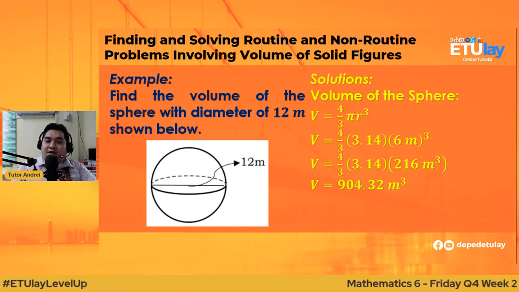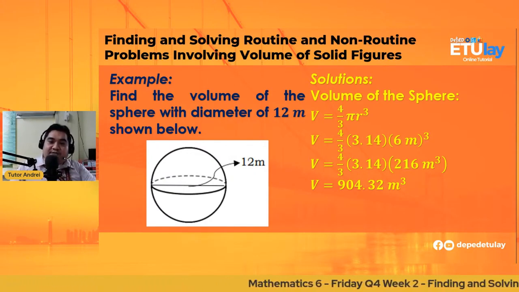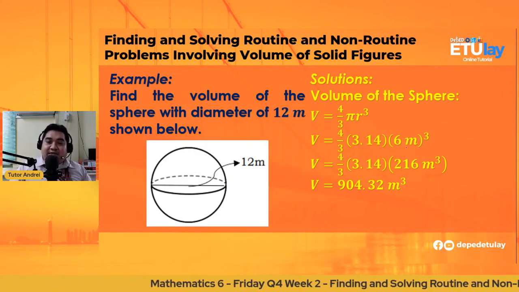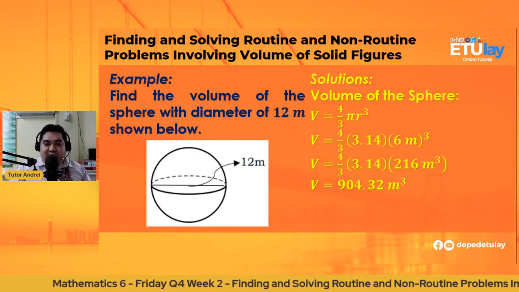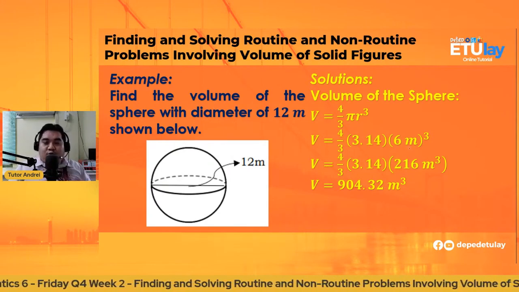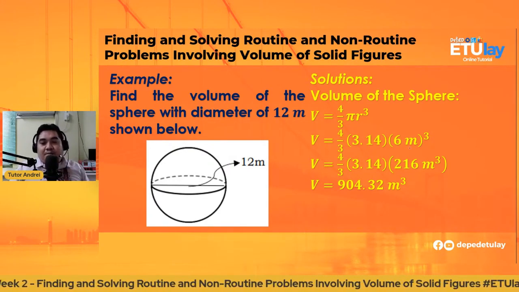So therefore, from that, we're going to get first the cube of 6. So that will be 6 times 6 times 6. So be careful in multiplying. So that is equal to 216 cubic meters.